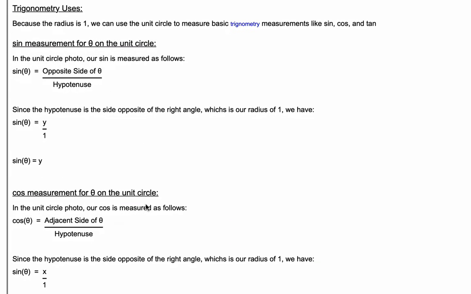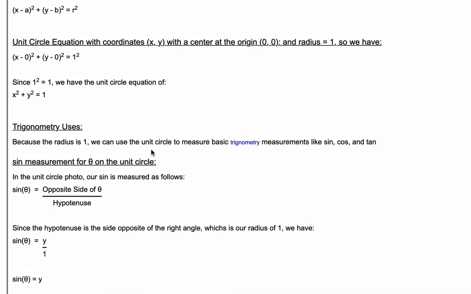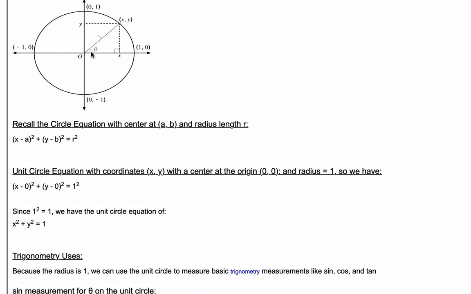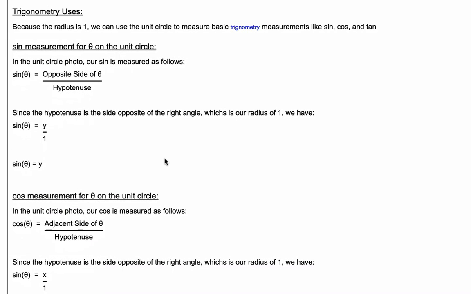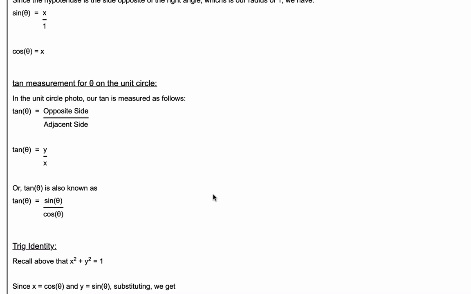Now let's do the same thing with the cosine measurement. The cosine is the adjacent side from theta divided by the hypotenuse. So the hypotenuse is still 1, but if we go back up here, here's theta. The adjacent side, which means connected to, is x. So we take x over 1, and we get cosine theta is x.